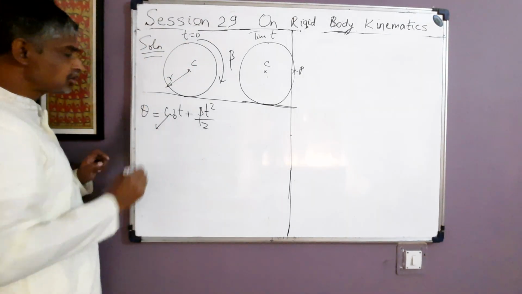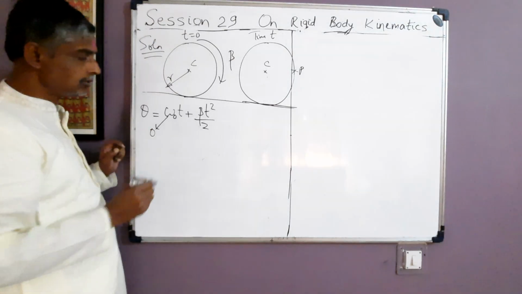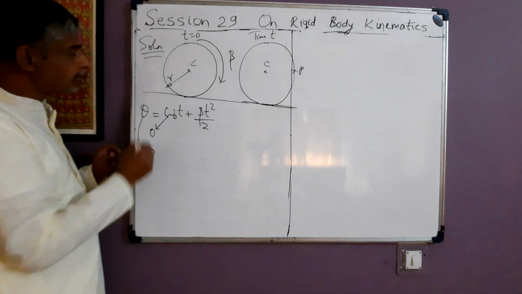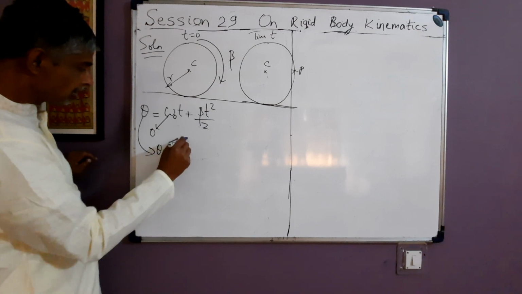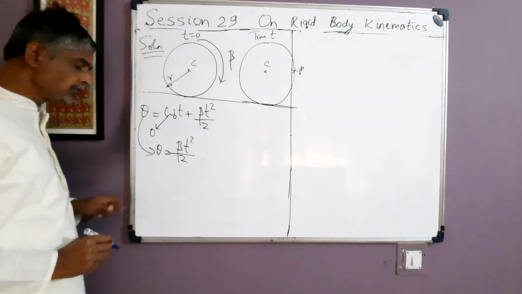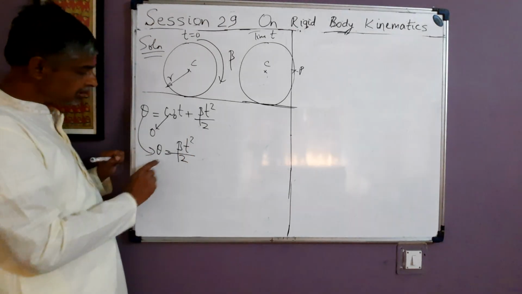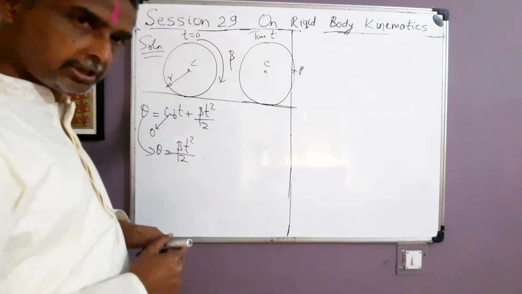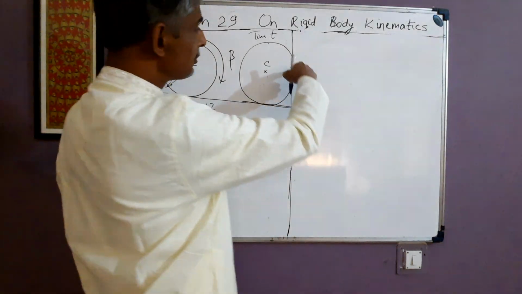Now omega naught is the initial angular velocity of the body. Initially the drum was at rest, so omega naught is 0. And theta is the angle turned through by the drum in time 0 to t seconds. So theta is just equal to beta t square by 2 in radians. Now by some means we have to determine the value of this quantity, that will be the value of theta.